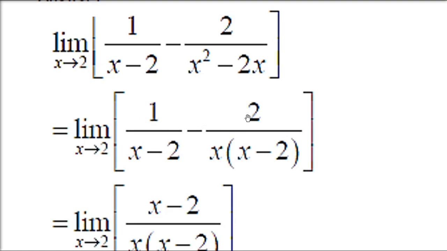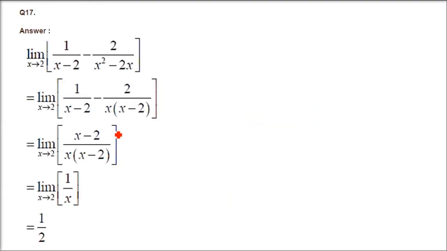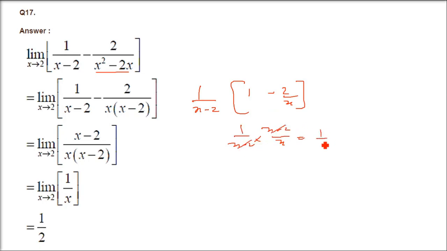You already have x minus 2 in the denominator. X minus 2 will get cancelled. So 1 by x will come. I am saying 1 by x minus 2 you have to take in this second step. So 1 minus 2 by x you will get, that is x minus 2 by x. This gets cancelled. 1 by x, and x tends to 2, so you have 1 by 2.